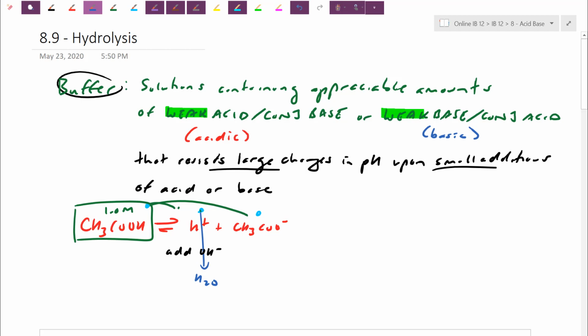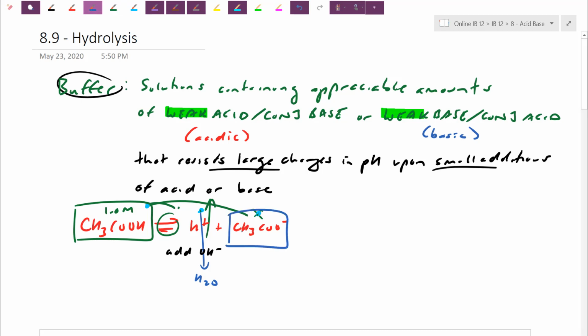But again, to be a buffer, you need to be able to buffer both acid and base. So far I've added base. What if I add acid right now? If I add acid, the H+ is trying to go up. It is in equilibrium, it does want to respond, but I really don't have a lot of CH3COO-. That's going to limit the impact of this buffer system. So that's why we need to beef up the conjugate amount here.